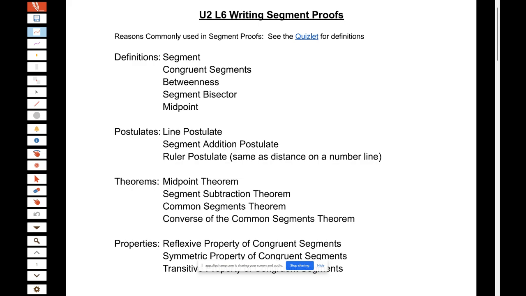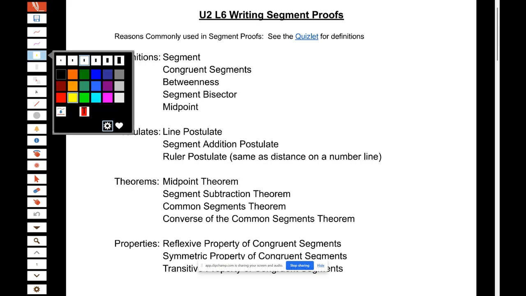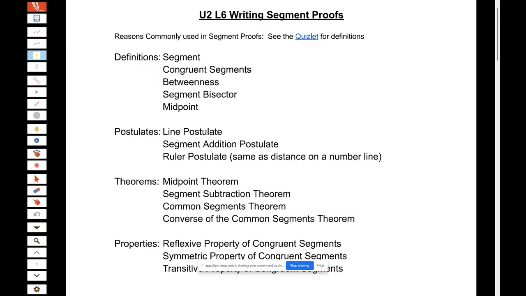So some things commonly used in segment proofs, and I will highlight the ones that are most often used as we go. The definition of a segment is that basically we know it's a part of a line with two endpoints, a subset of a line really. I'll be honest, I can't think of an example in which we would use that in a proof, but I still am covering it because it goes with segments.